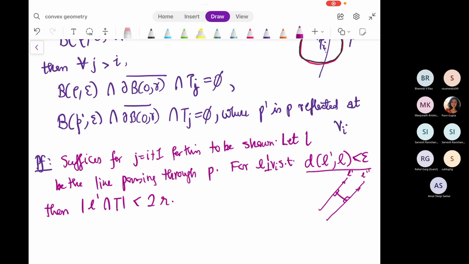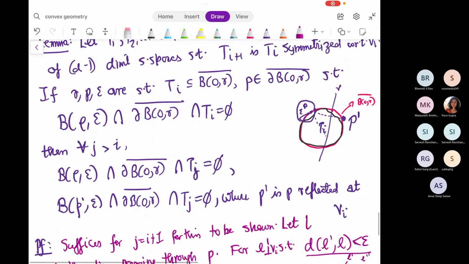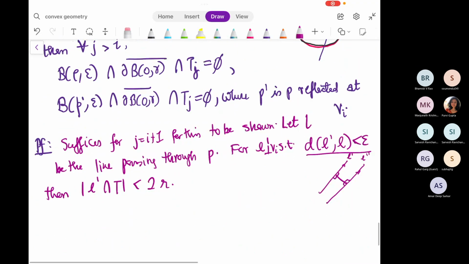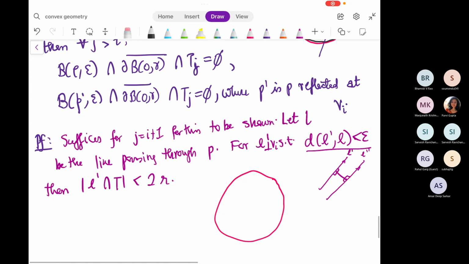You can check this. That's because, again, if you look back at the diagram, okay, I'll just draw it again for convenience. So if this is the ball of radius r, this is the set T, and let's say this is the point P that I have drawn here. The line, if let's say the symmetrizing hyperplane is this one, P, the line L, which is passing through P, is this one.